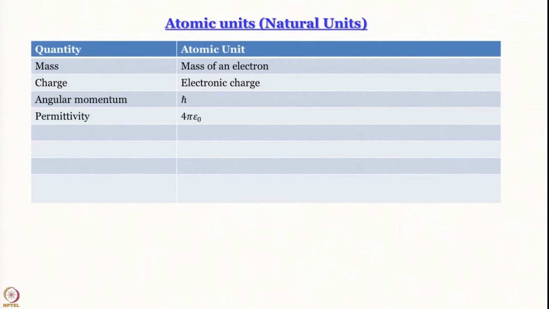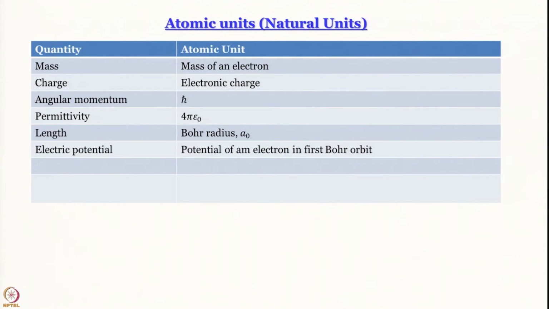Permittivity, we stop writing that annoying 4 pi epsilon 0, we set that to be 1 for now. Length is represented in terms of Bohr radius. I have not written the expression, but we know what Bohr radius is. Electric potential is written in terms of the potential of an electron, sorry for the typo, an electron in the first Bohr orbit.